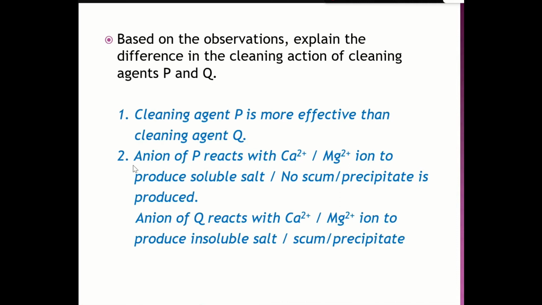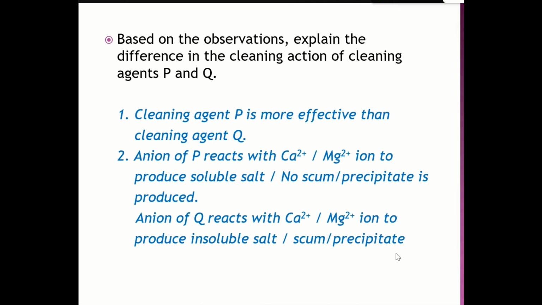Why is P more effective? Because the anion of P reacts with calcium or magnesium ion to produce a soluble salt. No scum or precipitate is produced. If we only answer until this part, we still cannot get point number two, because they want you to explain the difference. So we need to combine them together. Therefore, we explain that the anion of Q reacts with calcium ion and magnesium ion to produce the insoluble salt, or scum, or precipitate.